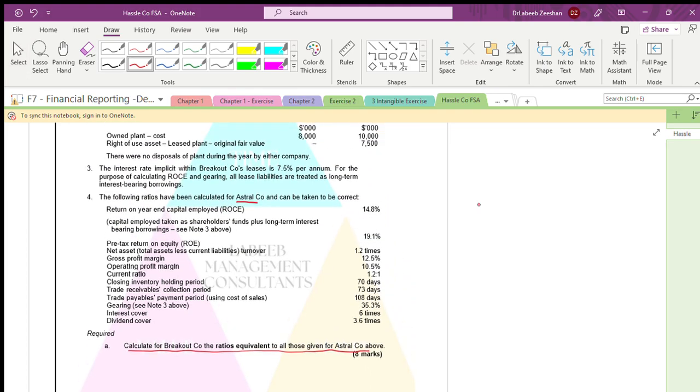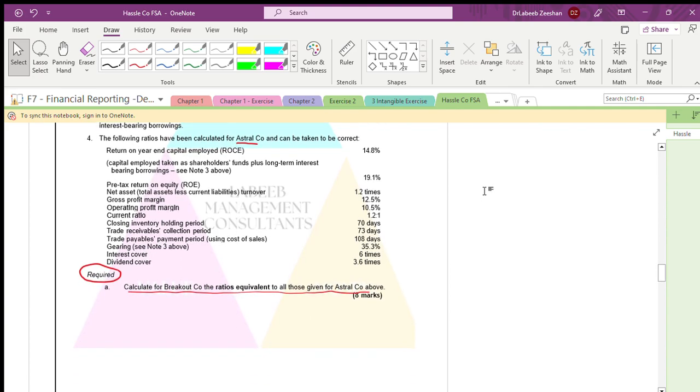They have given the ratios for Astral. We have to calculate the ratios for Breakout. This is the most requirement. What is required is very important. Right? This is the tricks of trade. I can say this is the way you have to work very smartly. Requirement means you have to calculate the ratios. How many marks are there? You have to calculate, and marks will be 8 marks.